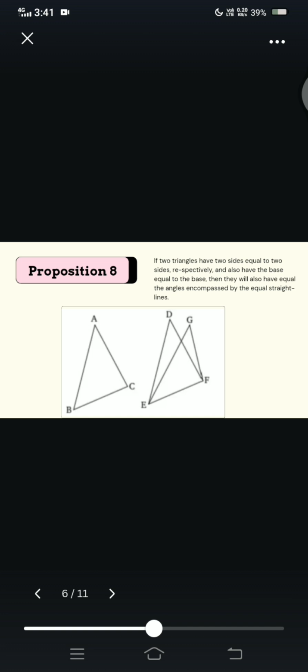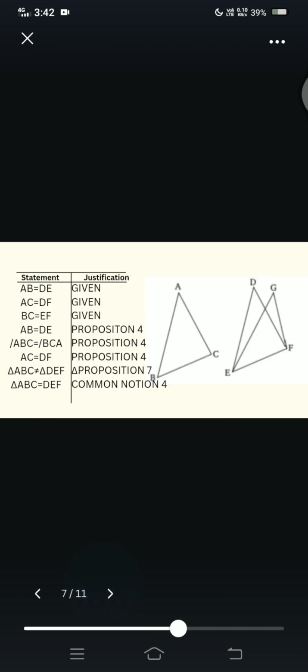So what proposition 8 is trying to prove, or what we're trying to prove here, is that the angles inside our two triangles are also equal. So given that the side EB is equal to side DE, AC is equal to line DF, and line BC is equal to line EF.